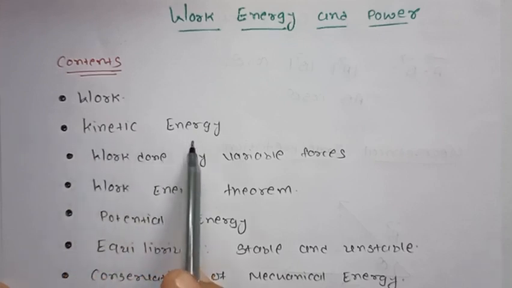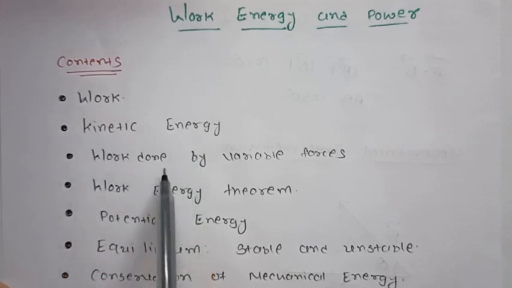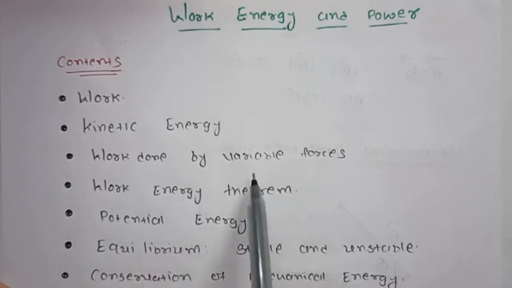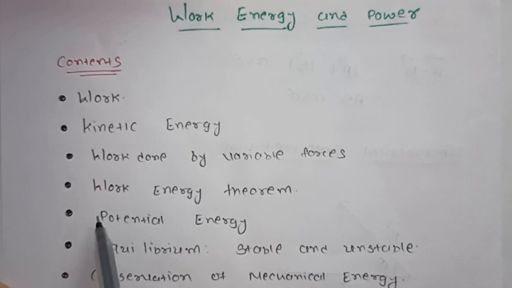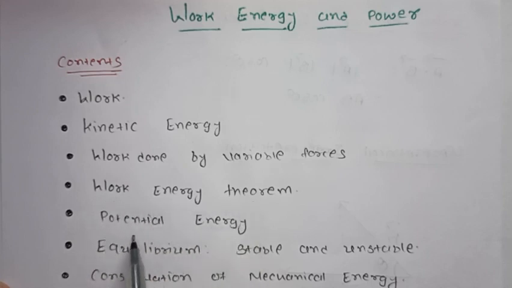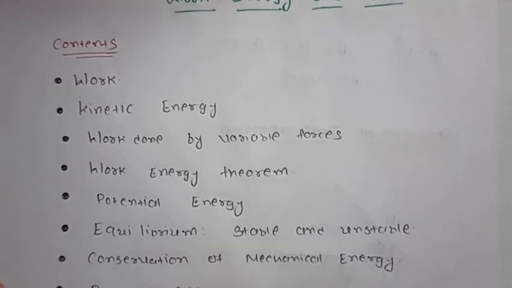First is kinetic energy. Then we will see work done by variable forces, because there are two kinds: work done by constant force and work done by variable force. Then we will see the relation between work done and kinetic energy, that is the work energy theorem. Then the second type of mechanical energy, called potential energy. Based on potential energy, we will see what is the equilibrium of a system, that is stable and unstable equilibrium.